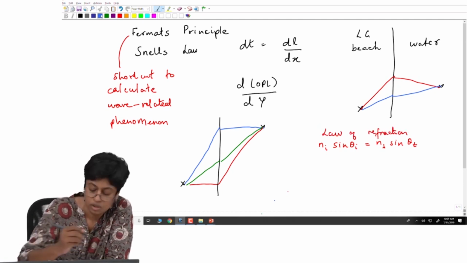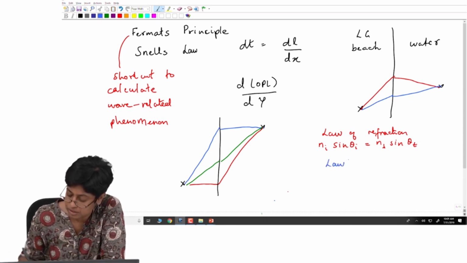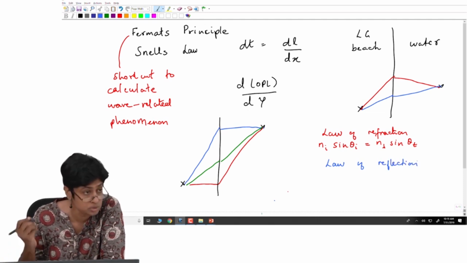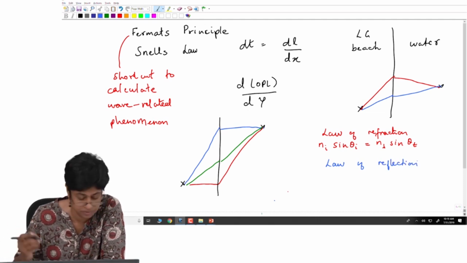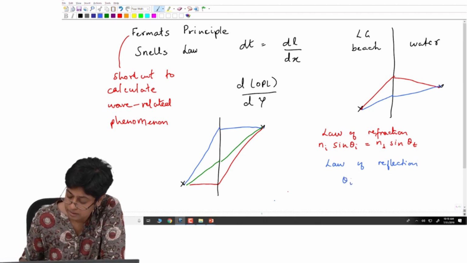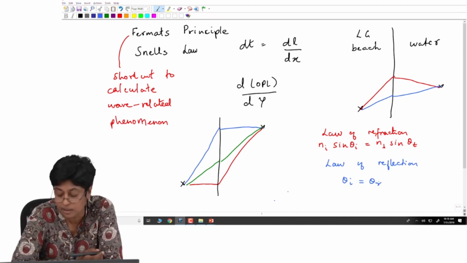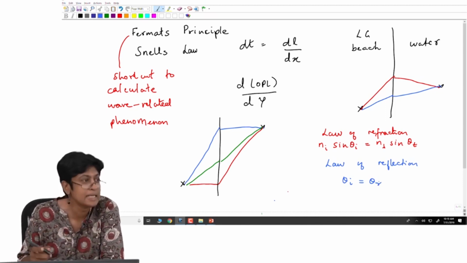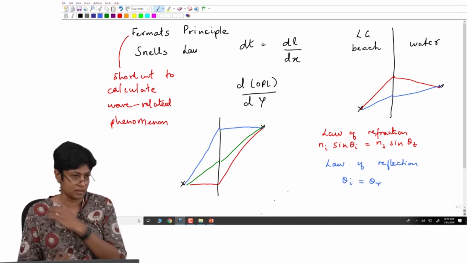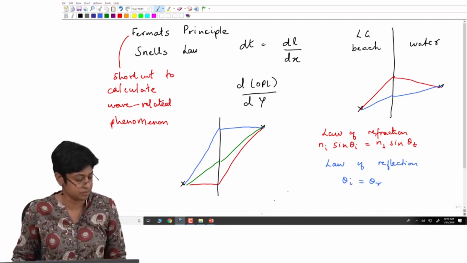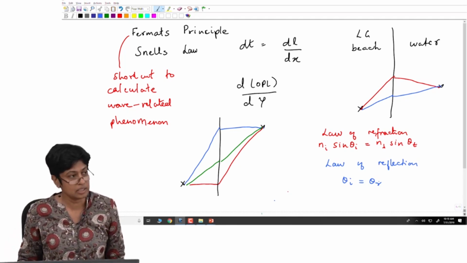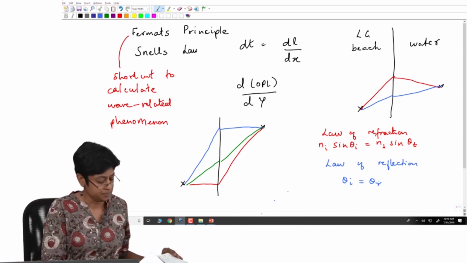Of course, we all know the law of reflection, and again this can be proved both using Fermat's principle as well as wave theory, that theta i is equal to theta r. And a little later on today we will look specifically at how we define these angles, because that's important. Okay. Any questions till now? No? Okay.